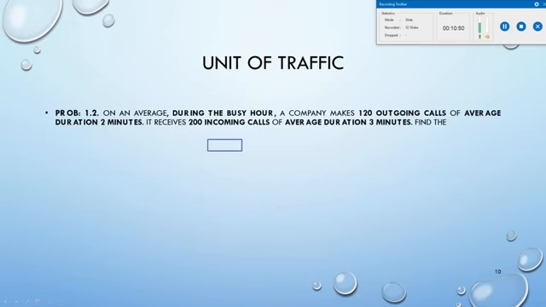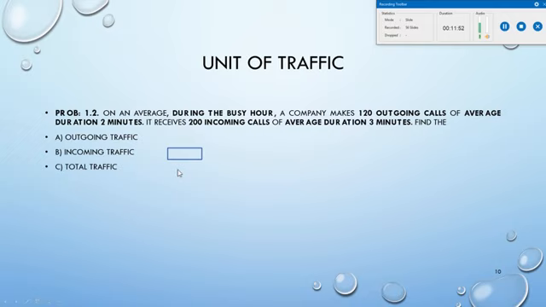Moving further, looking at the next problem. On an average, during the busy hour, a company makes 120 outgoing calls of average duration 2 minutes. It receives 200 incoming calls of average duration 3 minutes. Find the outgoing traffic, incoming traffic and the total traffic. Here I have to identify the outgoing traffic separately and the incoming traffic separately, and if I combine both, I'll get the overall traffic. He is specifying that the measurement is for the busy hour, that is 1 hour, which is equivalent to 60 minutes.